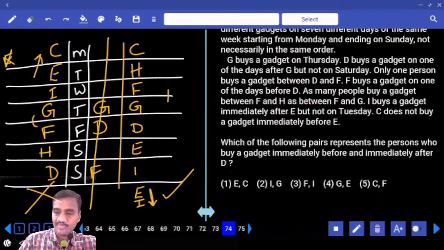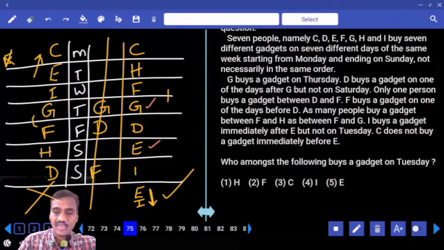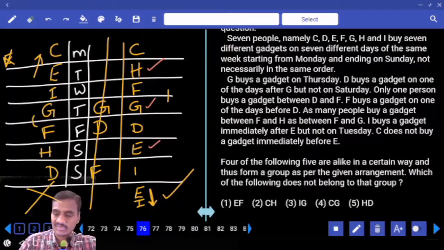Which of the following pairs represent the persons who buy a gadget immediately before and immediately after D? Now D, immediately before and immediately after. Who are those 2 persons? G and E. That is given in the choice for question number 74. Then 75: who among the following buys a gadget on Tuesday? Who is that person? H, that is choice 1, question number 75.